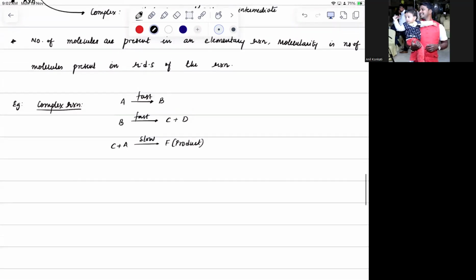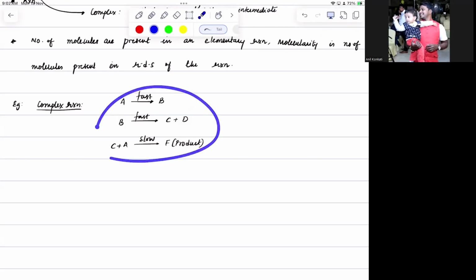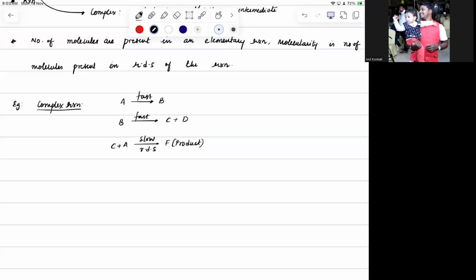Okay. So, as a general statement, it has been mentioned in NCERT also, the molecularity of a complex reaction is not defined. But if a rate determining step is given, the slowest step of the reaction is the rate determining step, and within it you have to see how many molecules are involved. So two molecules are involved. Then I can say the molecularity of this reaction is 2. But the 2 is actually with respect to the RDS only.